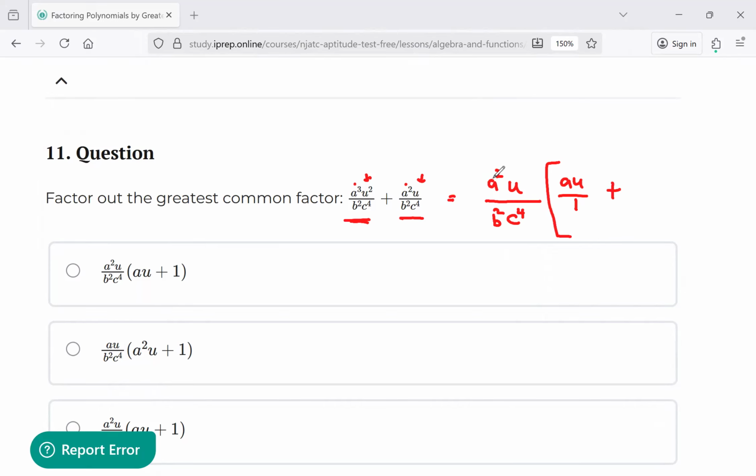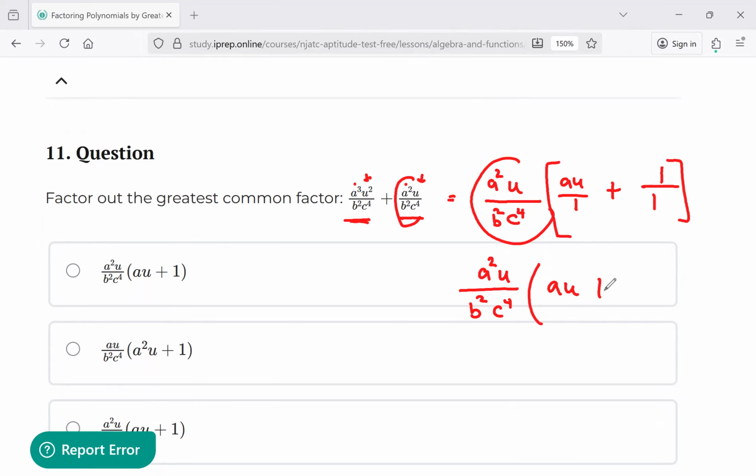Plus, now what do you have to multiply this by to get this whole thing? So do the top. We don't need anything on the top because we have an a squared and a u, so we're good. So you just put a one, and then on the bottom, nothing, right? Just one. So my final answer is a squared u over b squared c to the fourth, times au plus one.